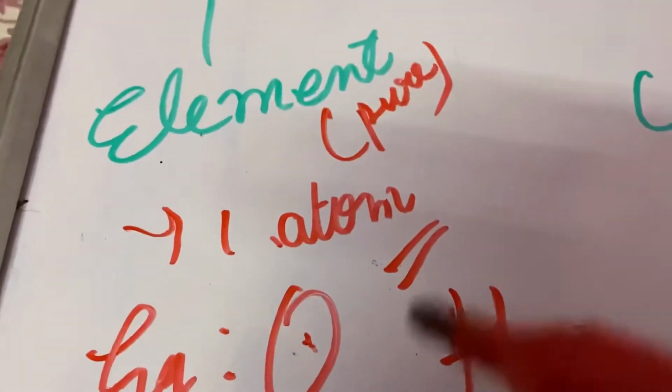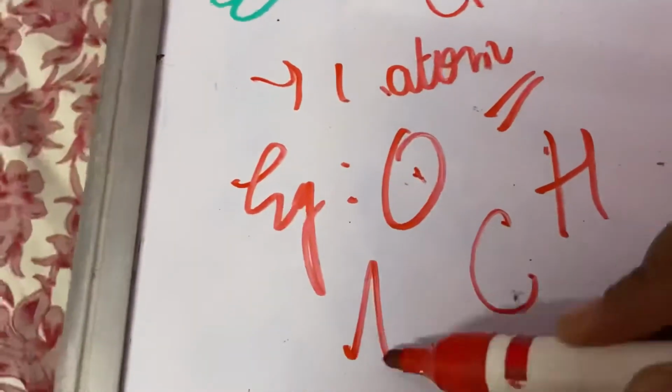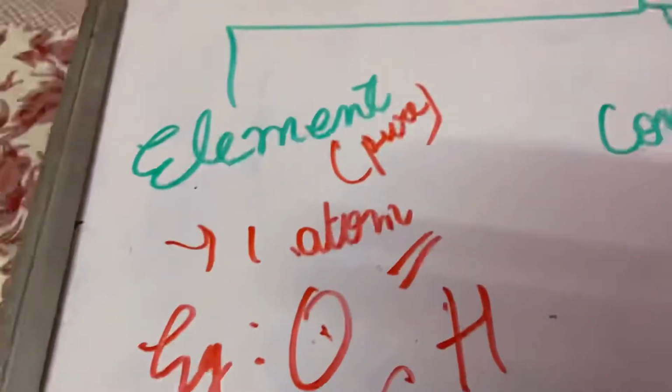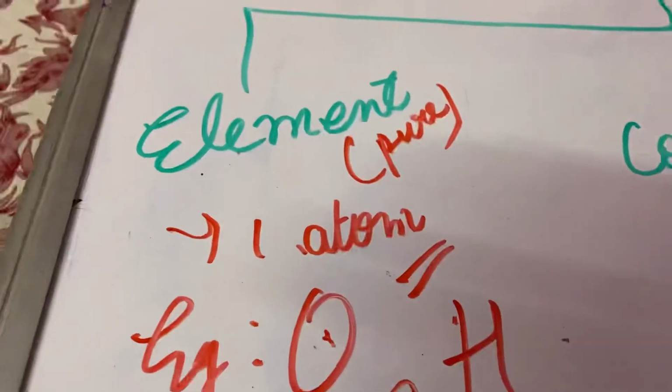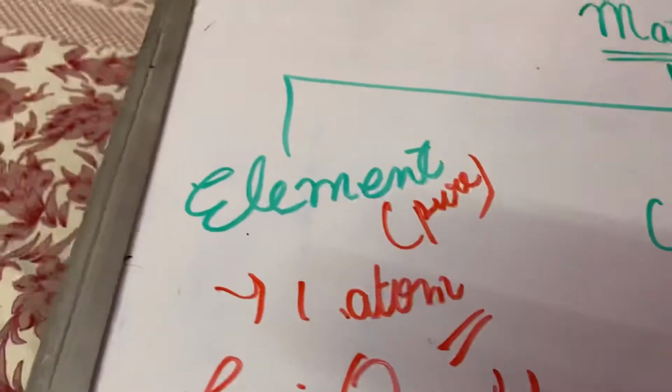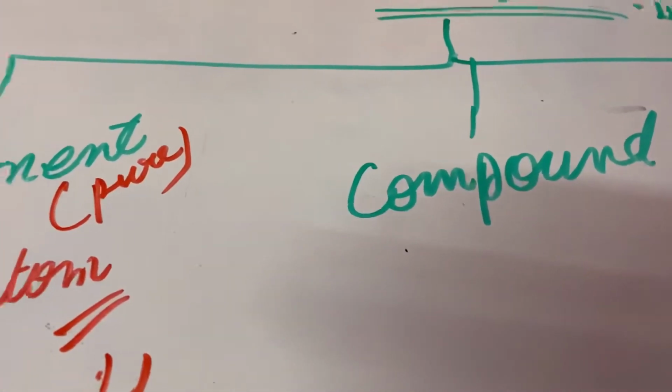This hydrogen, this is an element. Carbon, this is an element. Even Al, aluminum, is an element. So this is what an element is. And now elements are of three types, which is metals, non-metals, and metalloids. Next, move on to the compounds.